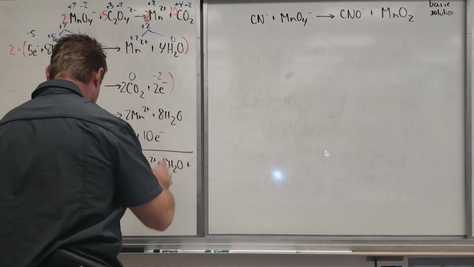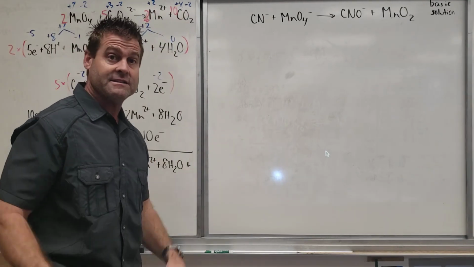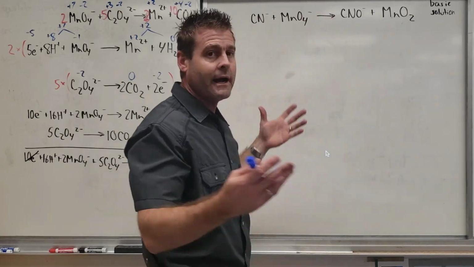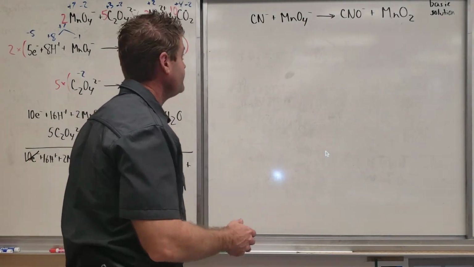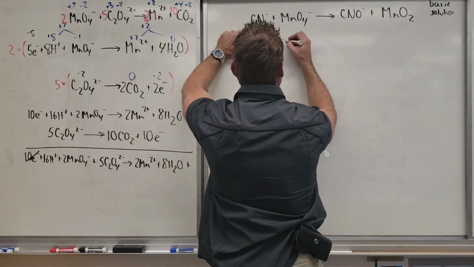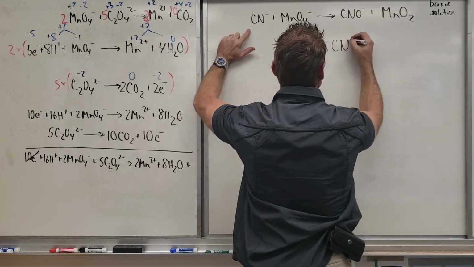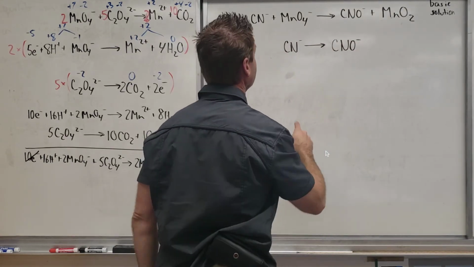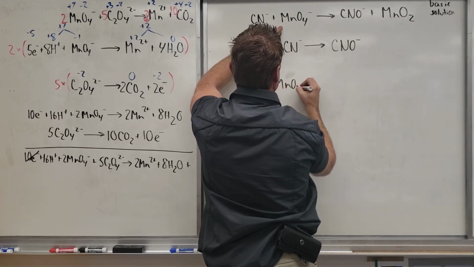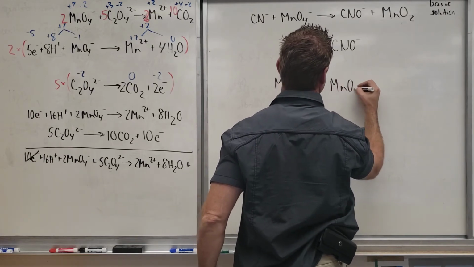You guys remember I did the individual oxidation numbers to determine that this is a redox reaction. Well, you can assume at this point that this is a redox reaction. Then you remember you're going to set it up into the half reactions. So what would I do? I'd put CN- on this side, and CNO- on the product side. The other one, I'd put MnO4- and MnO2 on the product side.